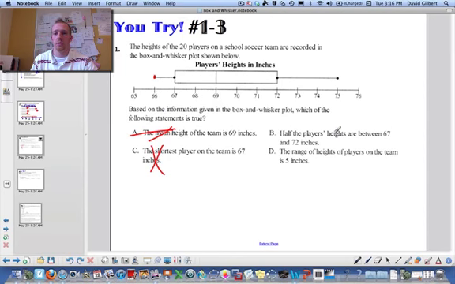Half the players' heights are between 67 and 72. From 67 to 72, this is 25%. This is 25%. So that adds up to 50% of all the people. This is true. The range of heights on the team is 5 inches. That is not true because 75 is our biggest, 66 is our smallest, so 75 minus 66 is 9 inches. So that's not correct either.